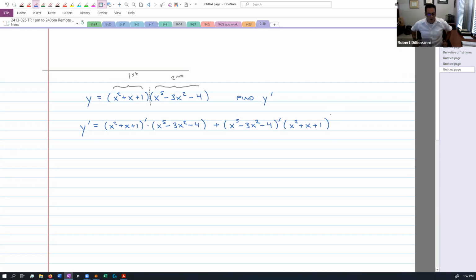Okay, so here's where we are. Do you all understand the product rule formula being applied there? I've taken no derivatives. I've just applied the formula. I still have to actually do the derivative there and there. Okay, let's do the derivative.